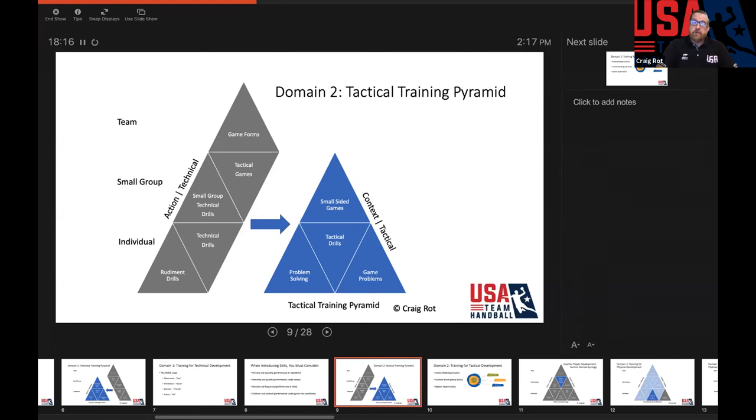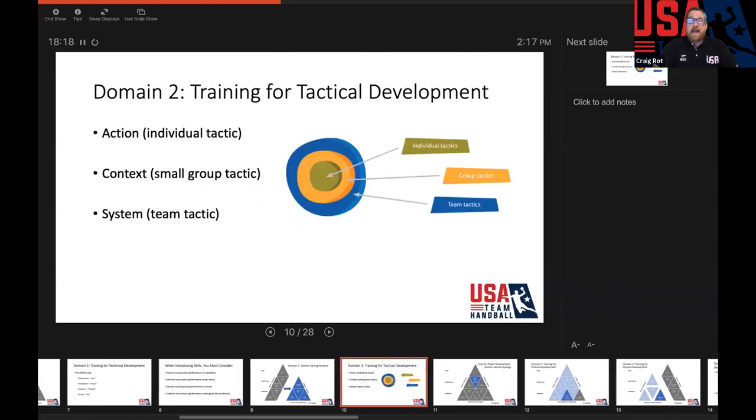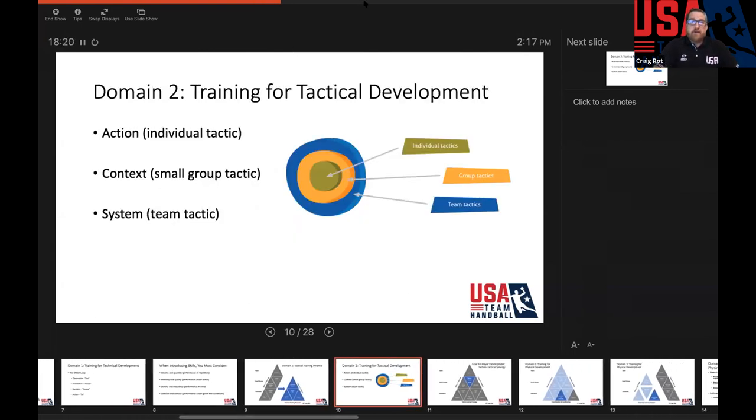But this is just an overview. And if my first slideshow hadn't failed because it got corrupted, you would have seen this graphic before, instead of the multiple copies of the court I showed. And so I want to come back to this. Domain two, training for tactical development. Remember, I talked about this in the beginning.